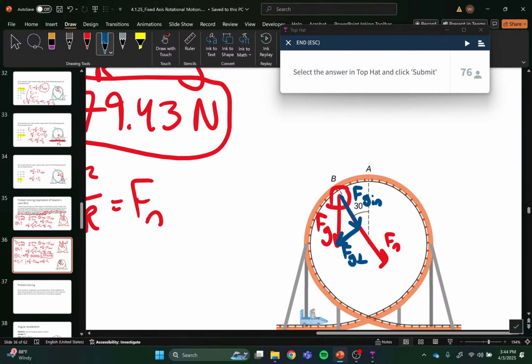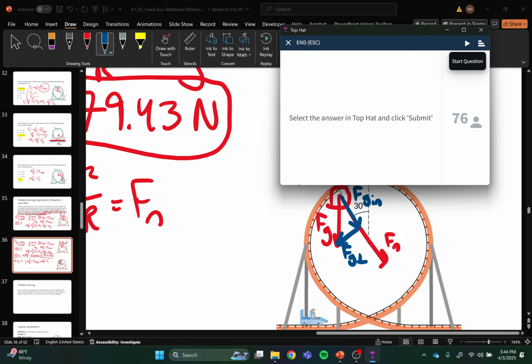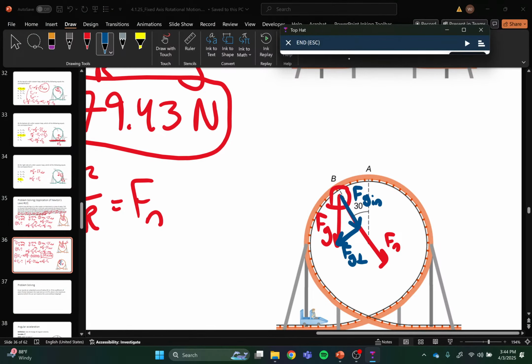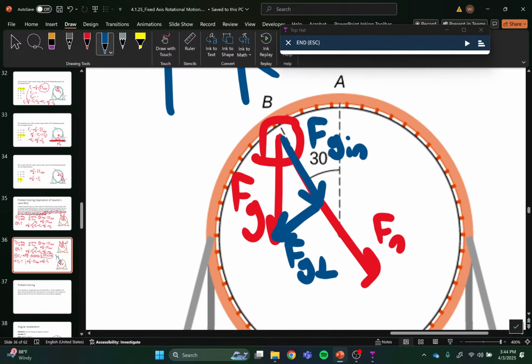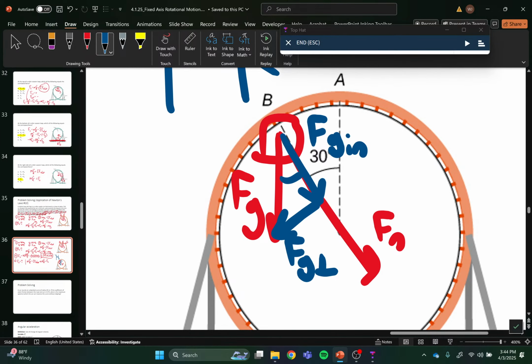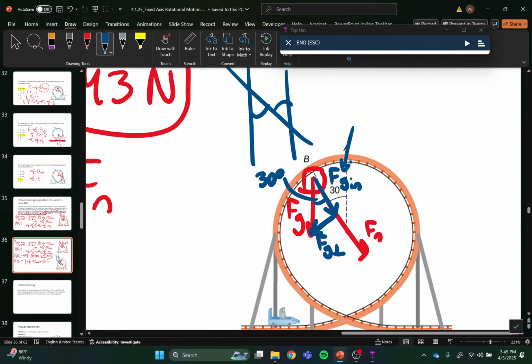So how would you find this Fg in? This is where you all have to remember that if you have two lines and you make a straight line like this, this angle equals this angle. So this 30 degrees is the exact same as that. So that right there is 30 degrees. Why is that useful? That means that Fg inwards, this is just trig at this point, is Fg times cosine of 30, because it's the adjacent side and the angle is 30 and the hypotenuse is Fg.